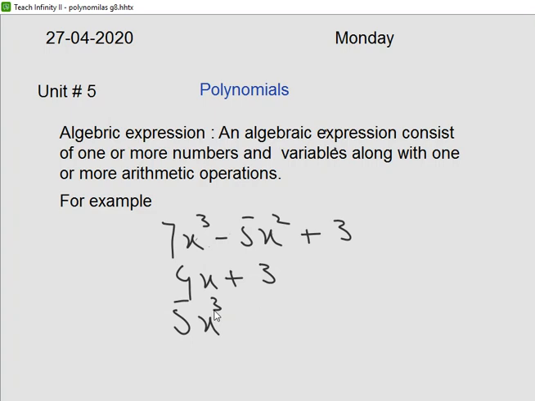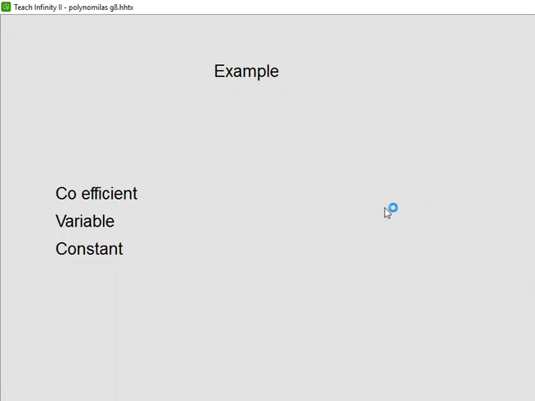You can write like this: 4x plus 3, it is also an algebraic expression, and just 5x cube is also an algebraic expression. So let me explain what are the variables, what are the coefficients, and what are the constants. Here I will write another example, that is 7x square plus 2x minus 4. Suppose this is an example of an algebraic expression.